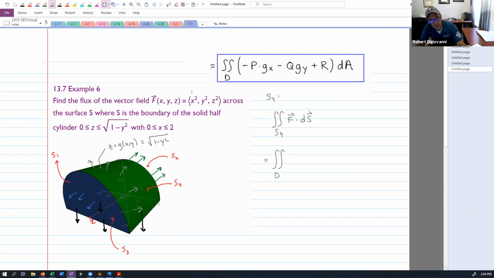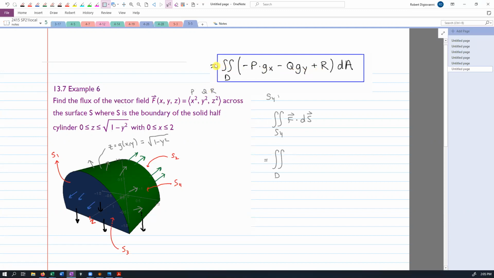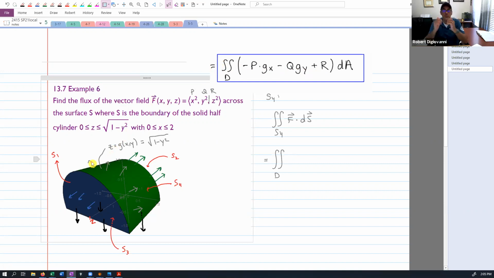P, Q, and R are given here. Oh, you know what? I didn't mention this. I'm going to use this formula. Am I going to have to put a negative sign in front? No, because my normals are coming up off the top, so the Z component is positive. If we were on the bottom side of the cylinder, we would still use the same formula but put a negative out front. I don't have to worry about it in this case.